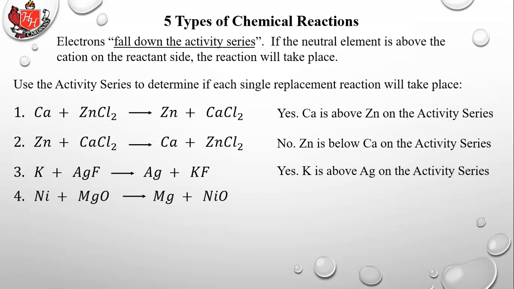Let's try another. So nickel, Ni. So we have to find nickel and magnesium, Mg, on the activity series. If nickel is up above magnesium, that reaction will take place. If it's not, if magnesium is above nickel, the reaction will not take place. So let's go look for that one.